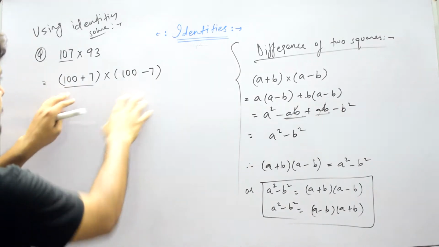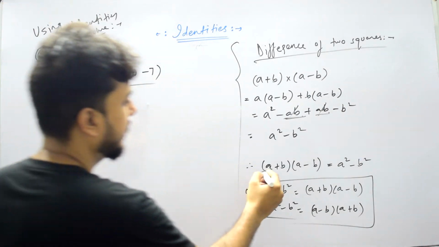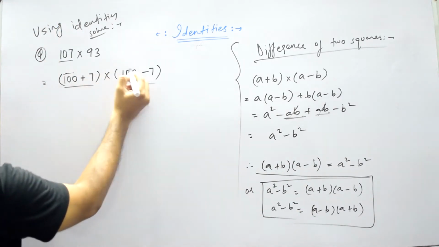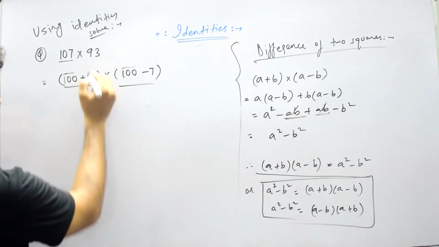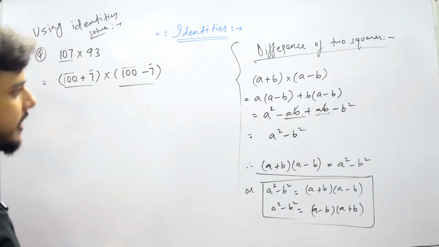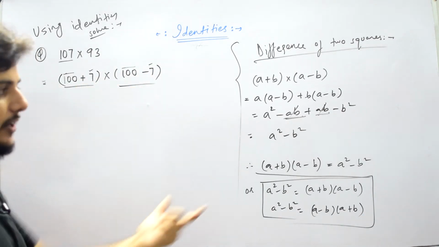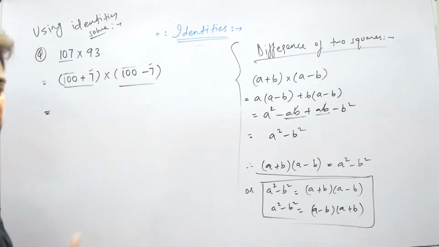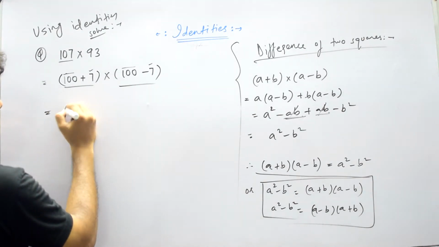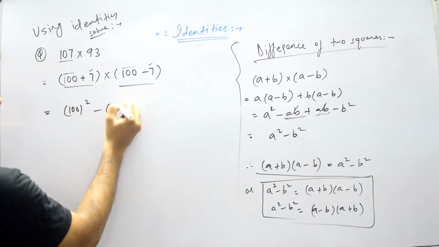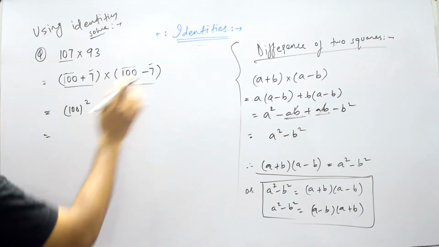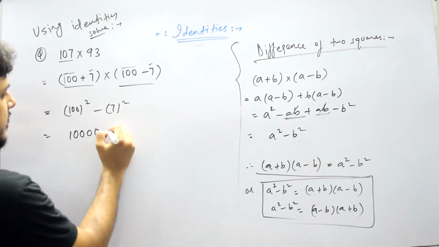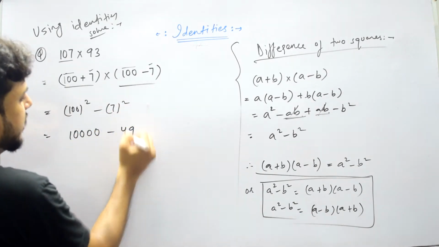Now see, this becomes in this form, that is a plus b, a minus b. You see, this first term 100 and 100 is same, and the second term 7 and 7 are also same, and one has plus sign, one has minus sign. So it is of this formula, a plus b into a minus b. So it becomes a square minus b square, that is 100 square minus 7 square. So 100 square is 10,000 minus this is 49.